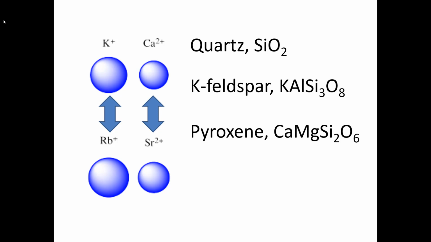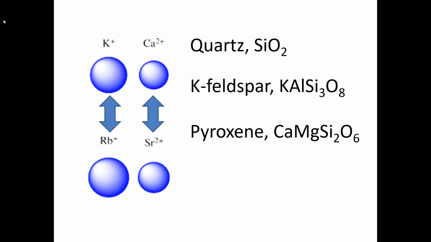Similarly, strontium with a 2+ charge is actually not too different in size and identical in charge to calcium with a 2+ charge. And so minerals that already have a place for calcium 2+ can usually accept some amount of substitution of strontium 2+ for the calcium, because those two ions aren't too different.